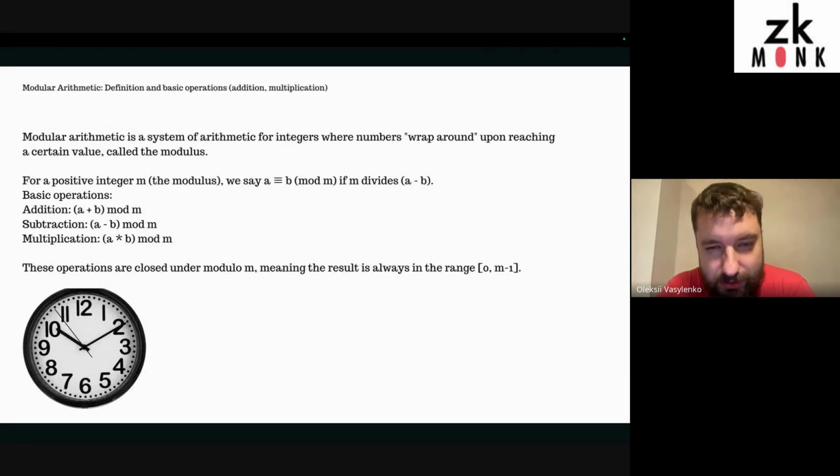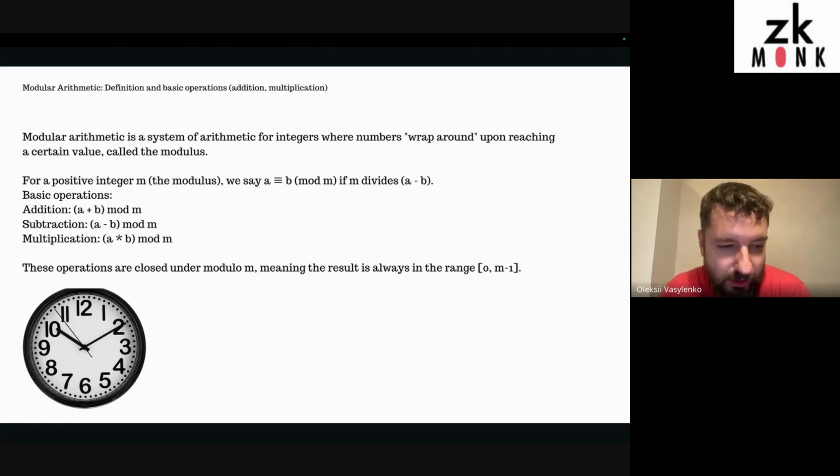Modular arithmetic: definition and basic operations. Modular arithmetic is a system of arithmetic for integers where numbers wrap around upon reaching a certain value, called the modulus. The easiest way to think about it is a clock. On a clock we have only 12 hours, from 1 to 12. If the clock ticks past 12, it will be 1 again. If right now it's 6 p.m. and I add 7 hours to it, it will be 1 a.m. It will not be 13 a.m. So this is the modulus of the clock, the number 12.